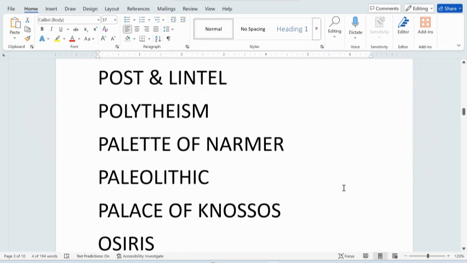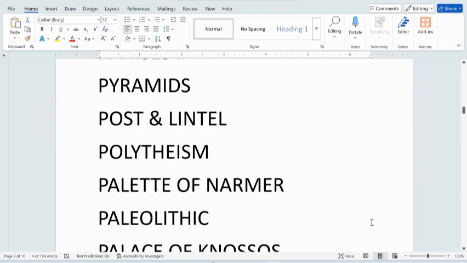I think on this one, I'm going to show you a picture of post and lintel. You need to be able to identify it. Before we get to the pyramids, pre-dynastic shows up on the test. The term pre-dynastic. And that's where the king, the Narmer palette was from, was pre-dynastic.